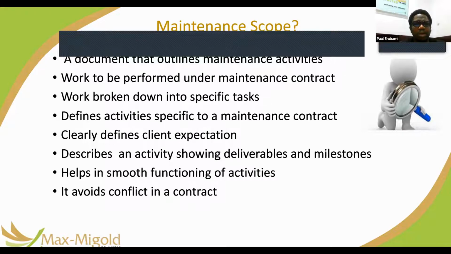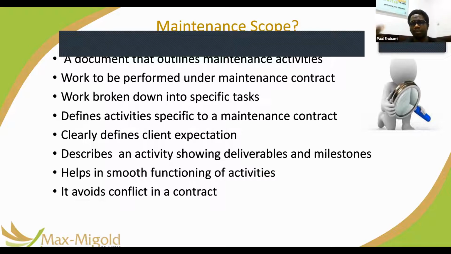So you outline maintenance activities, the work to perform under the maintenance contract, what goes down into specific tasks. Define the activities specific to a maintenance contract. So you have the task, and the task has a set of activities that are performed under it. And how that activity and deliverable should be delivered over time in terms of frequency and timelines and milestones. And then it helps in smooth functioning of the activities and also helps to avoid conflict in the contract.